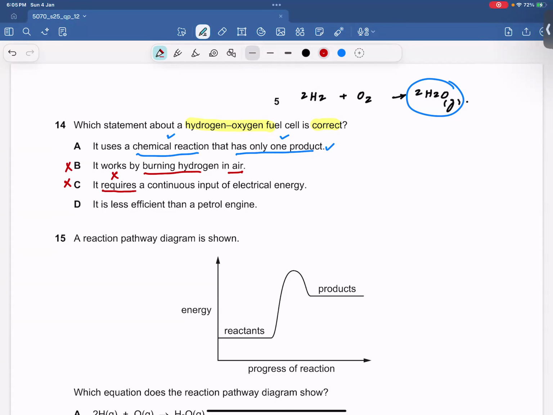It is less efficient than a petrol engine. It is more efficient than the petrol engine. That's incorrect also. And so my guess was right. A is going to be the right answer.